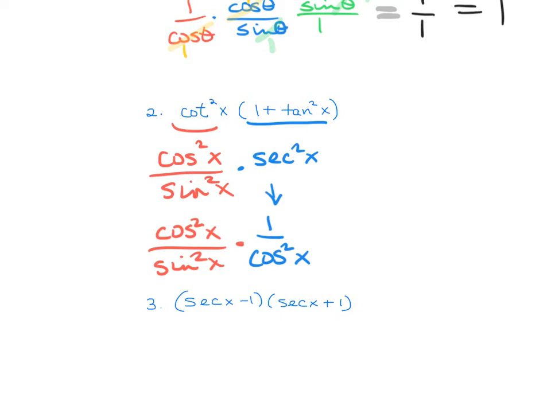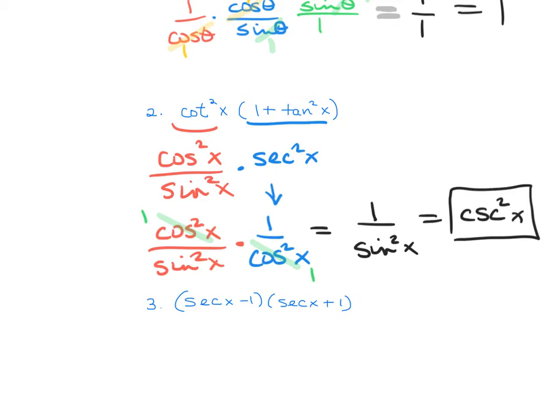So then I can cancel the cosines. They become 1s now. And now I'm going to multiply what remains. So 1 times 1 in the numerator. Sine squared x times 1 is just sine squared x. Again, remember, we do not want fractions. So now I'm going to use my reciprocal identity, and this becomes cosecant squared x. And that's your answer.